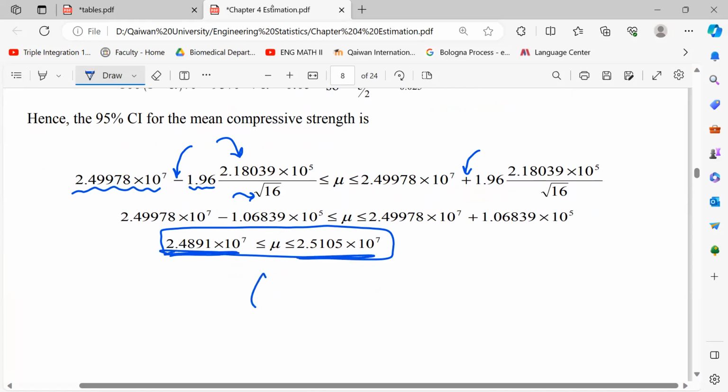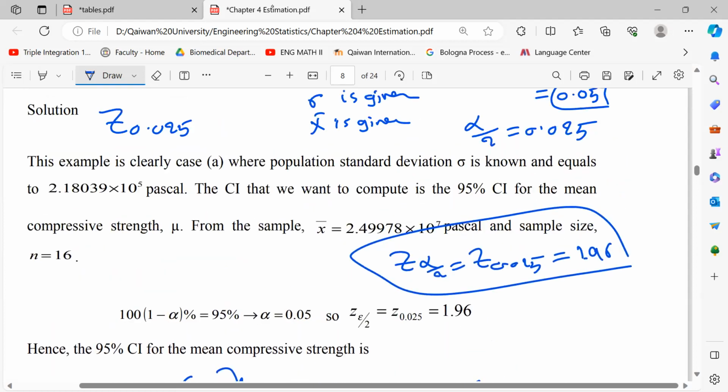Or you can write it down as 2.4891 times, let's see, 2.5105 times 10 to the power 7. This is our interval. So you can find a confidence interval for the mean for those given things. That's all. The important thing here is to recognize the topic and then write down the rule. If you know the rule, it's easy to recognize the topic.